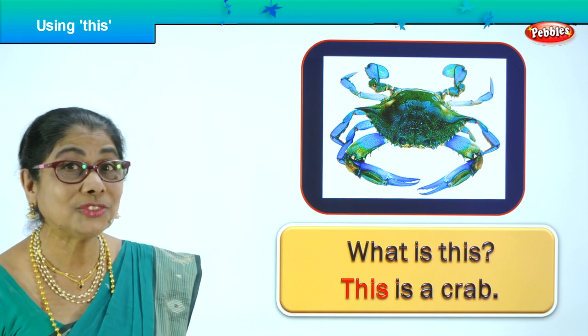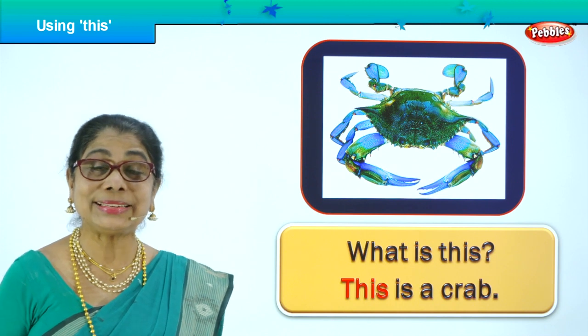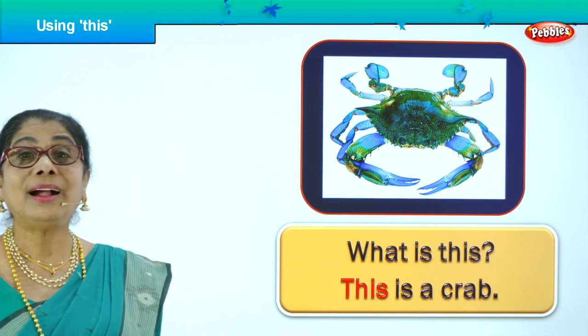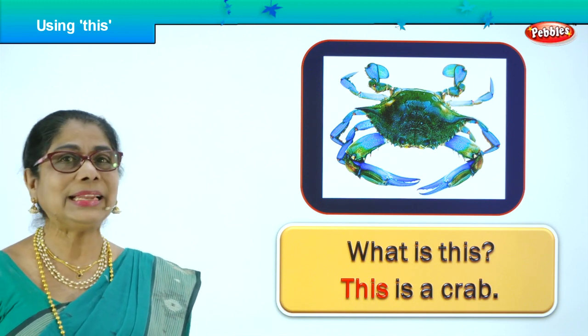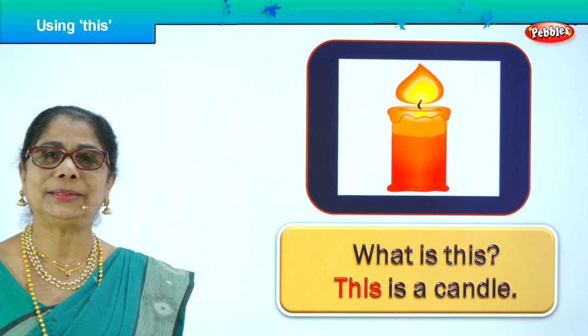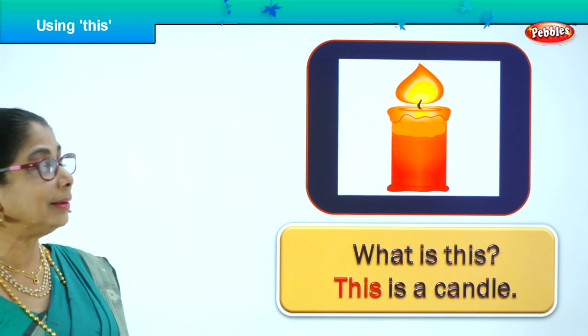Shall we go to another picture? We are learning to read the question. We are learning to read the answer, the usage of this in the sentence too. Let's take a new picture. Yes? Good. Here we are.